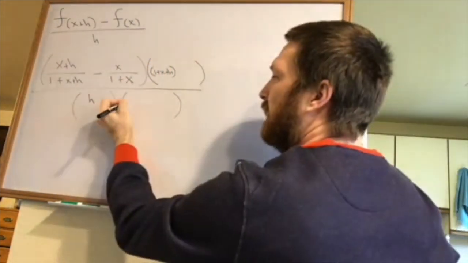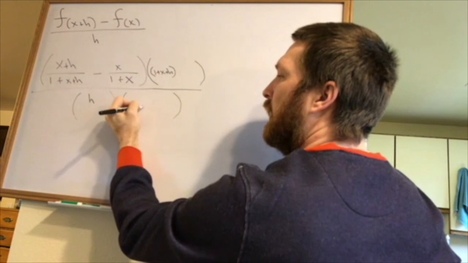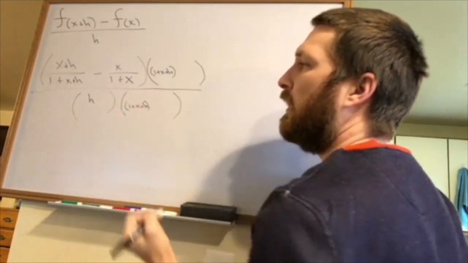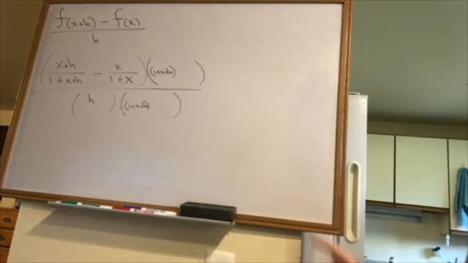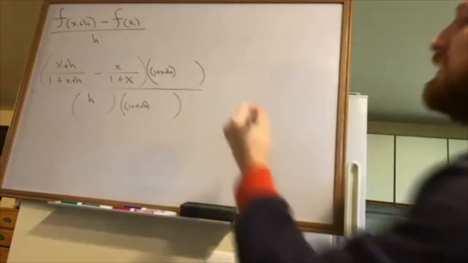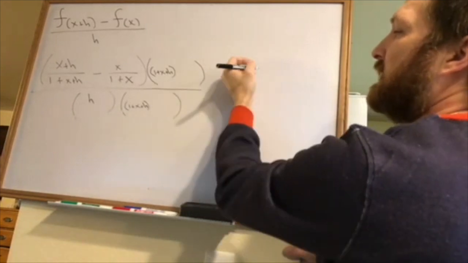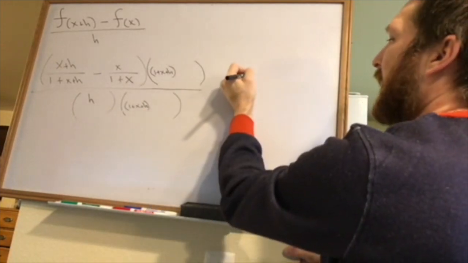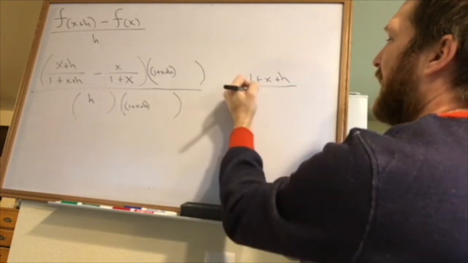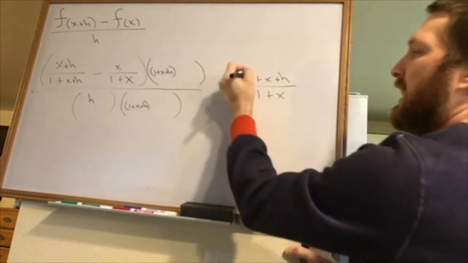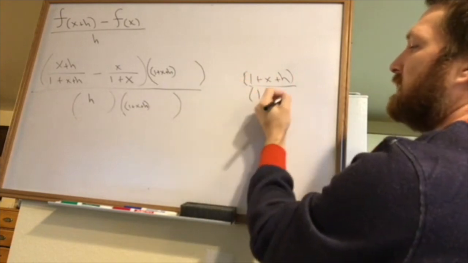I have a question though. I thought you only had to multiply by 1 plus x plus h because the second denominator has 1 plus x in it already. Well, no, because let's look at this. If I did, I would have 1 plus x plus h in the numerator, and I would have 1 plus x in the denominator. Those things do not cancel out.